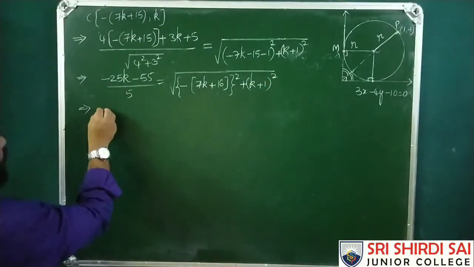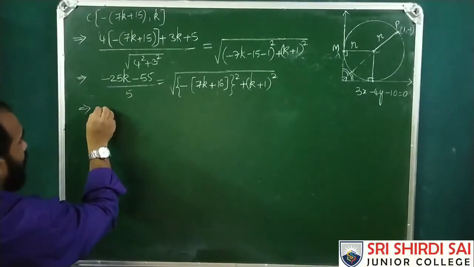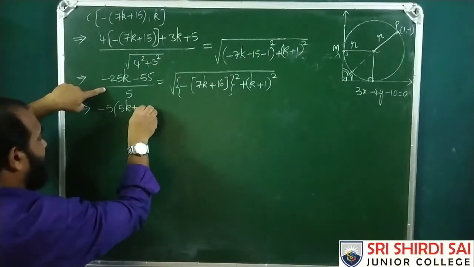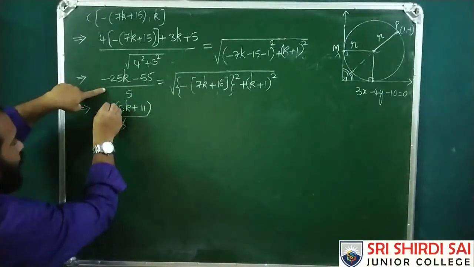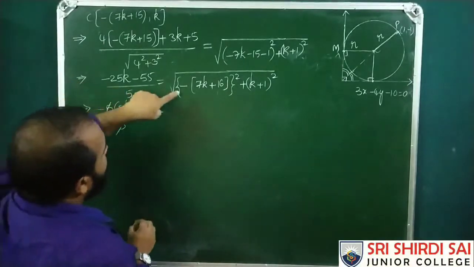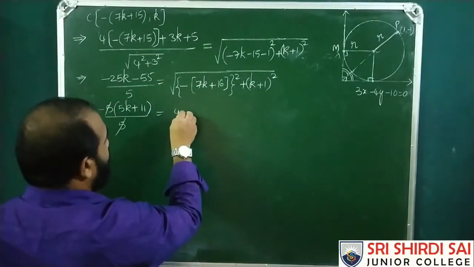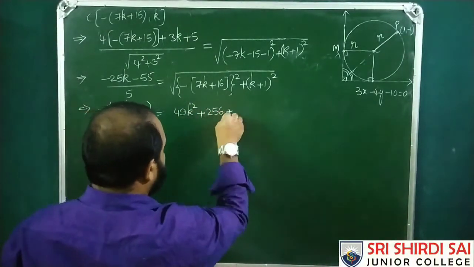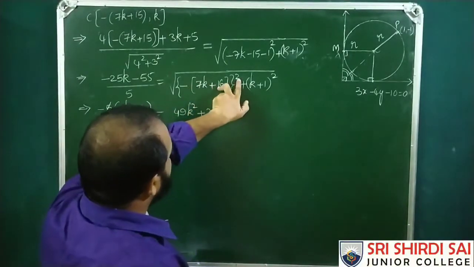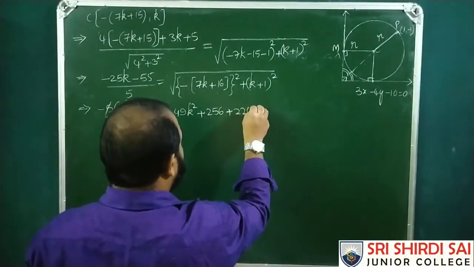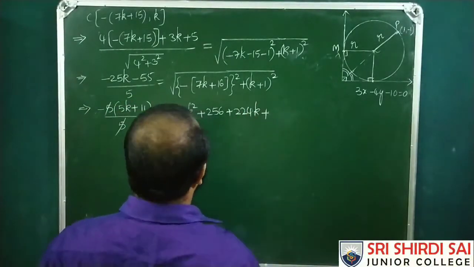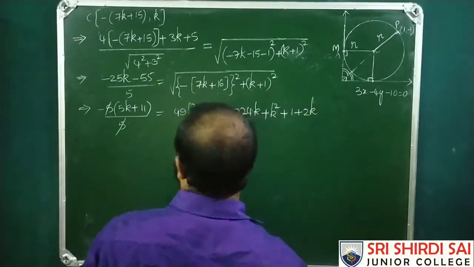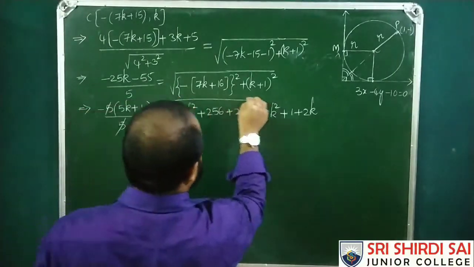So if you take 5 as a common factor here, so minus 5 if you take common, so 5k plus 11 by 5, so this 5 gets cancelled, so minus square, so plus, so 49k square, a plus b whole square. 16 is 256 plus 16 2s 32, 7s 224k plus k square plus 1 plus 2k. So which is under root.